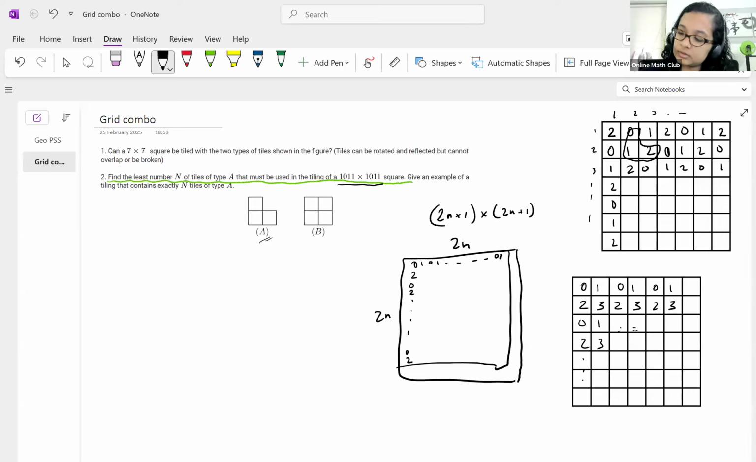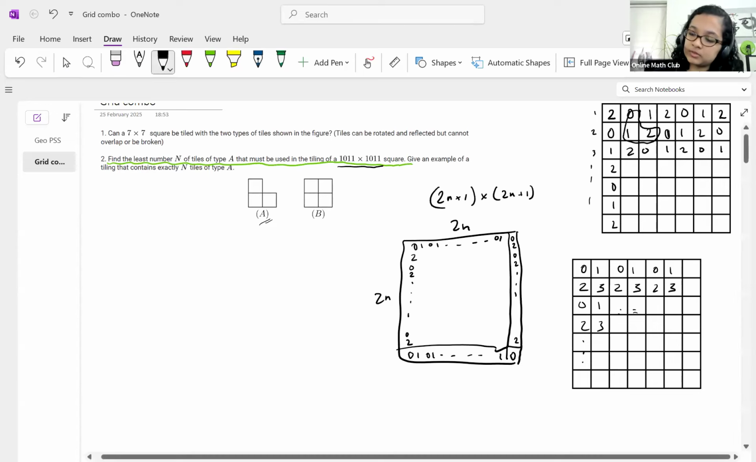And in this last column, you're going to have only zeros and twos. Here you'll have only zeros and ones. And in this one, you'll just have a 0. So now we can sort of quantify the things that we have. So we know the number of squares of each type. So if we want the number of zeros, we can calculate it.